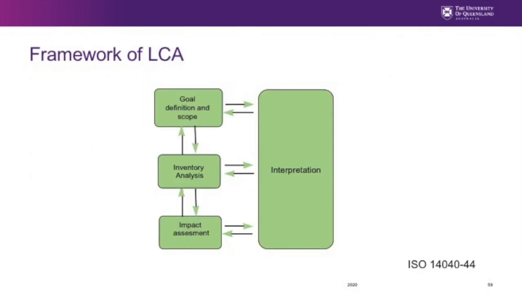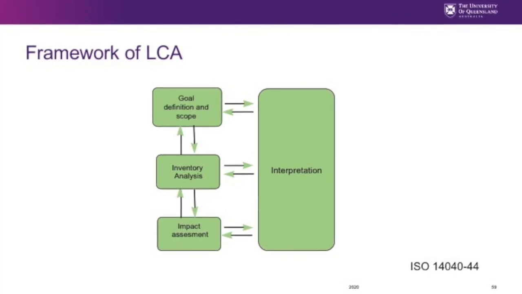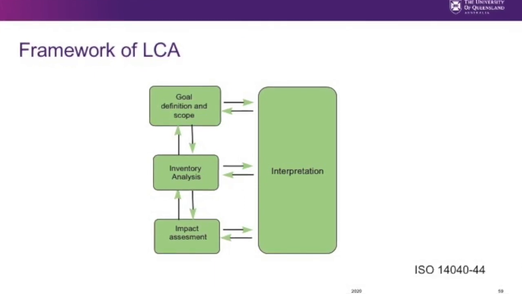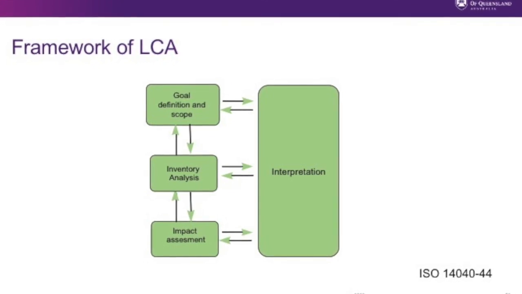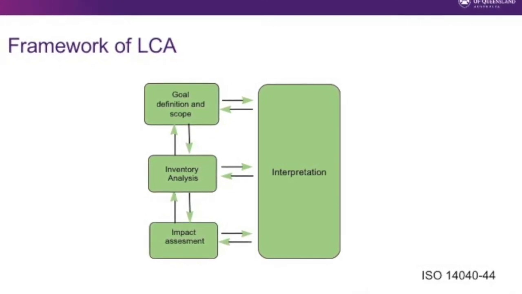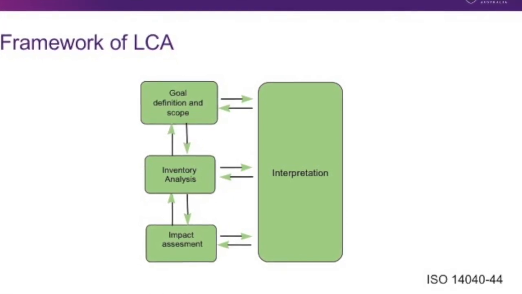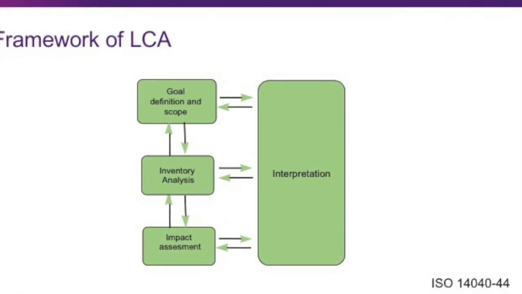So once we have this inventory analysis, we can translate this table to the units of the impact that we have selected. So we need to convert these to a total, for instance, CO2 equivalents, or we can say a total amount of water that is being used.